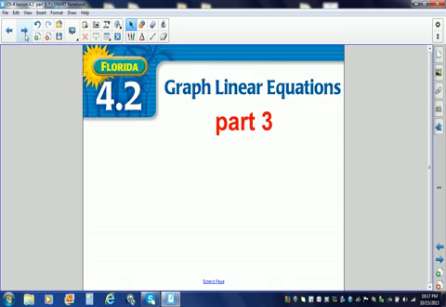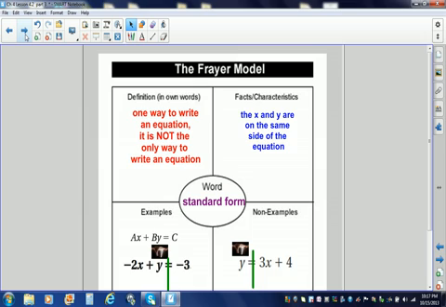Alrighty, let's get started. Today's podcast will be on lesson 4.2, Graphing Linear Equations, part 3. You ready? Here we go. You do not have to write this down, but please pay attention.